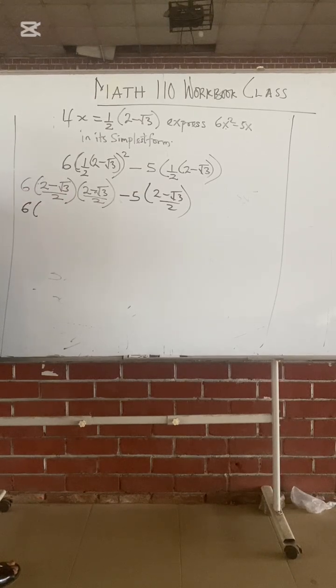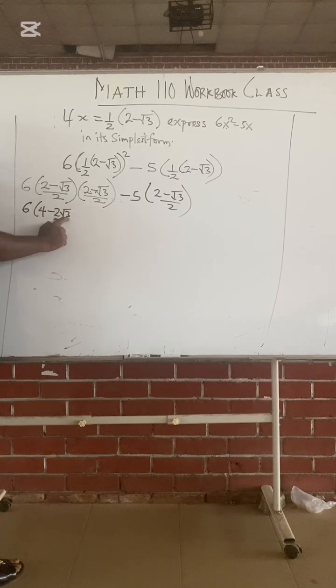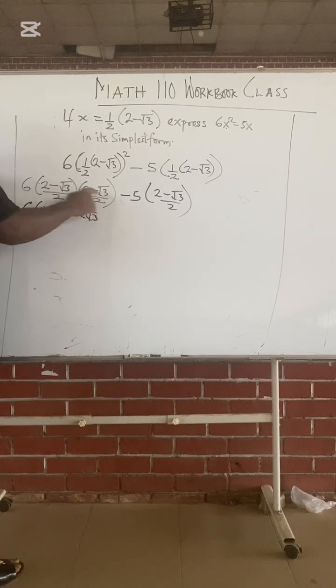6 into bracket. Leave this 6 out first. 2 times 2, 4. 2 times minus root 3, minus 2 roots. Please work with me. If I mistakenly put a minus instead of a plus, let me know. Follow me, let's learn together. This guy has multiplied this 2. Now it's this guy's turn to go through this. Minus root 3 times 2, minus 2 roots. Minus root 3 times minus root 3, minus times minus is plus.